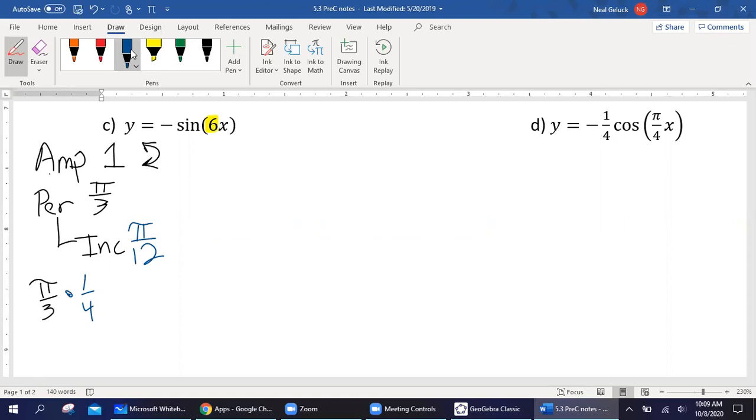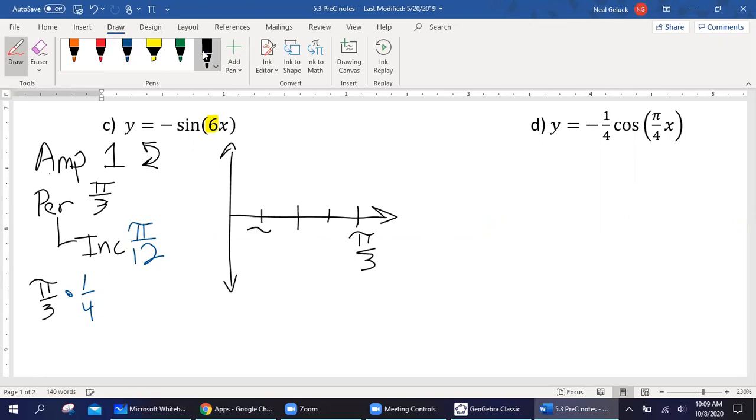Okay, so I've got all the information I need to start setting up my graph. There's no vertical shift, so I'm going to put it right down the middle again. Now, this one is going to finish its cycle at pi over 3. I always take the period, slice it in half, slice each half in half.